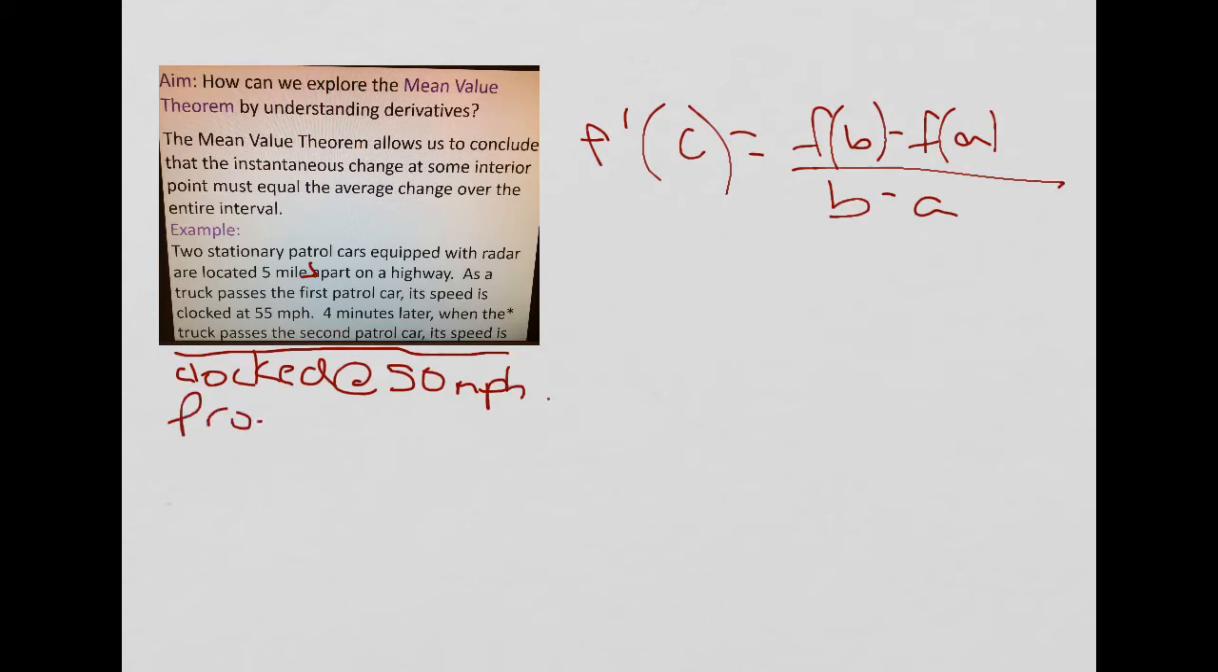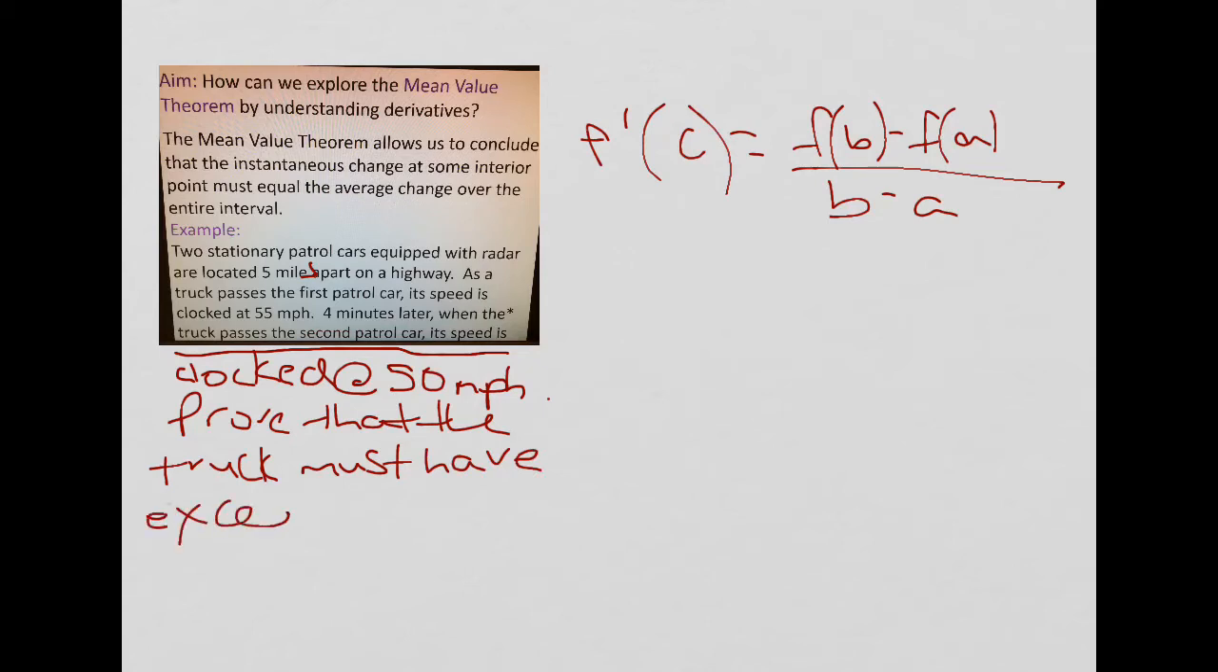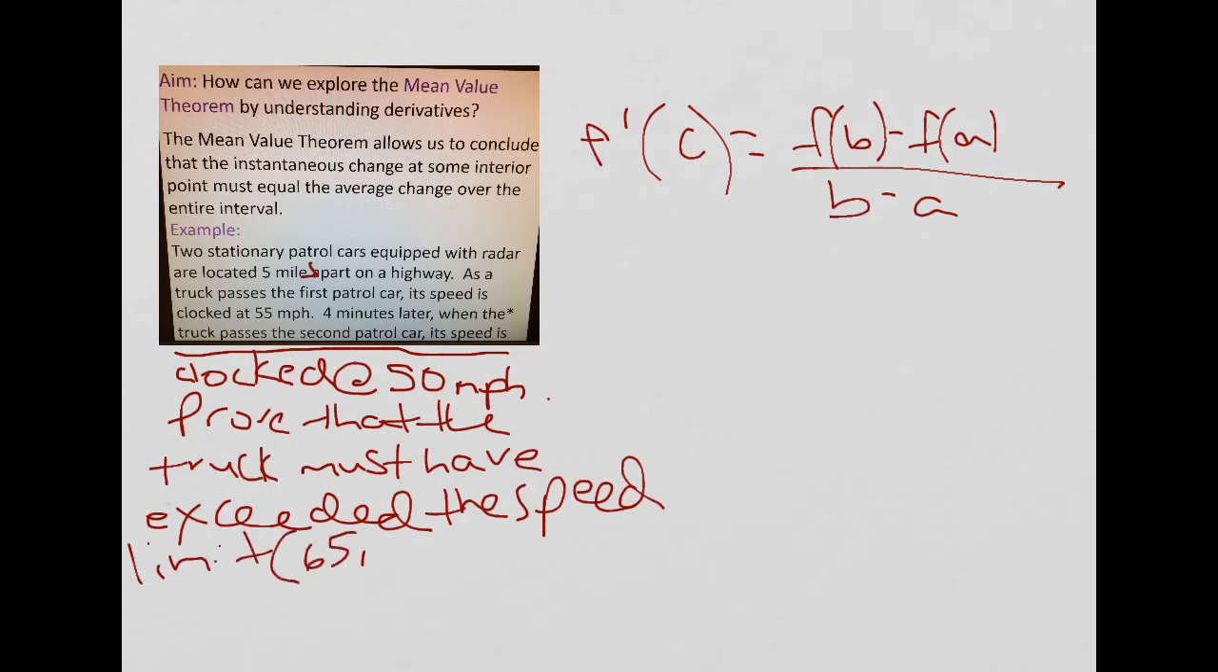Prove that the truck must have exceeded the speed limit, which is 65 miles per hour, at some time during the 4 minutes.